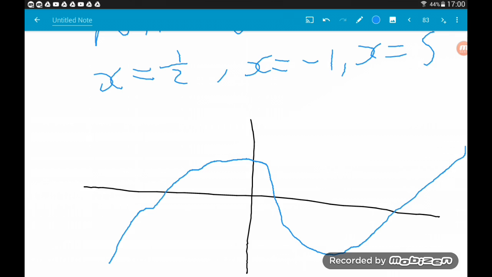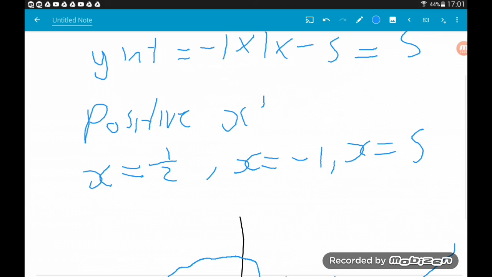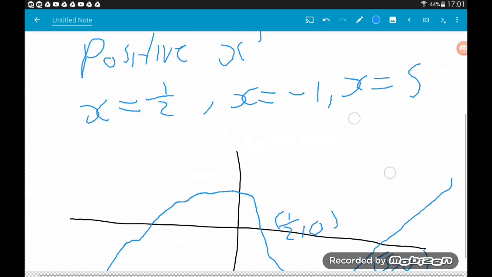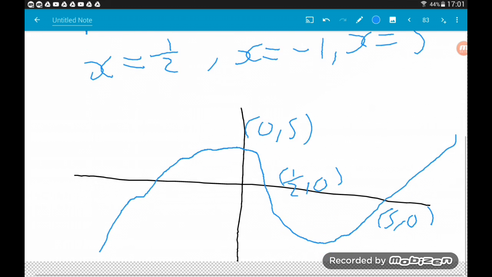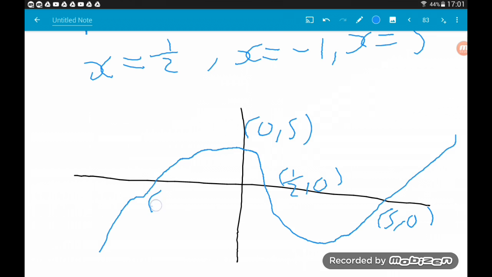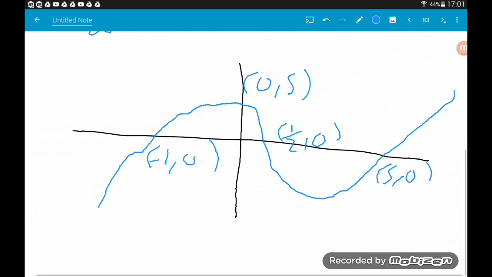So just label the points. This is (5, 0). This is (1/2, 0). The y-intercept, remember, was at 5. So this point up here is (0, 5), and then the guy on the left is (-1, 0). Like that. So there he is, sketched.